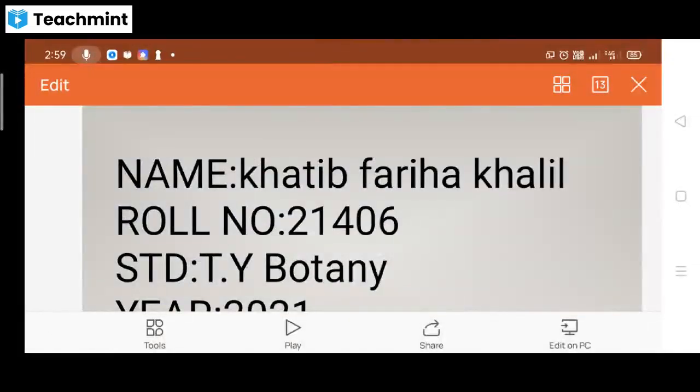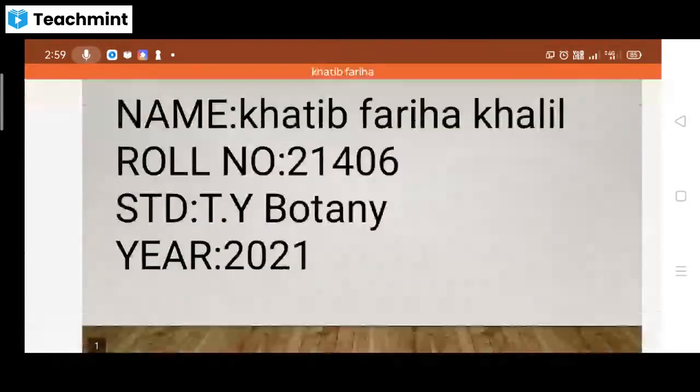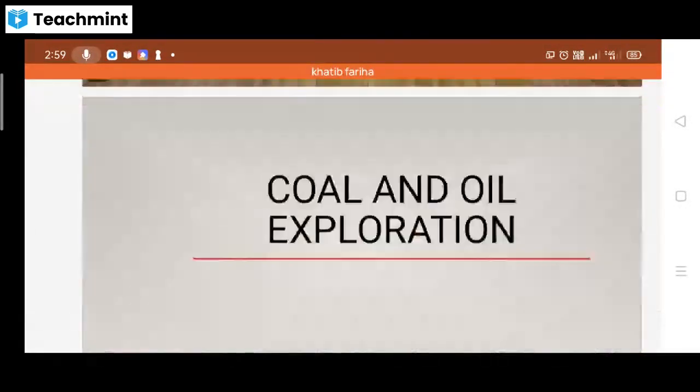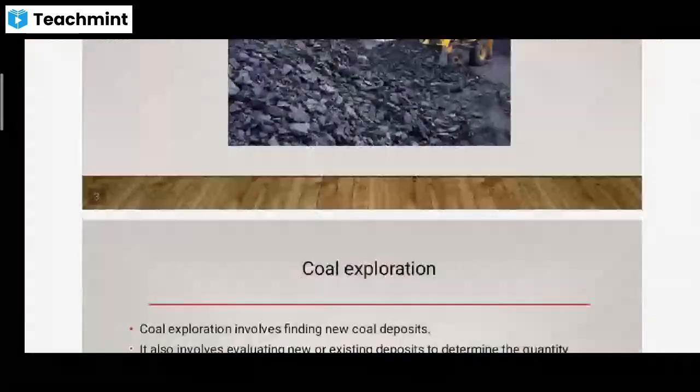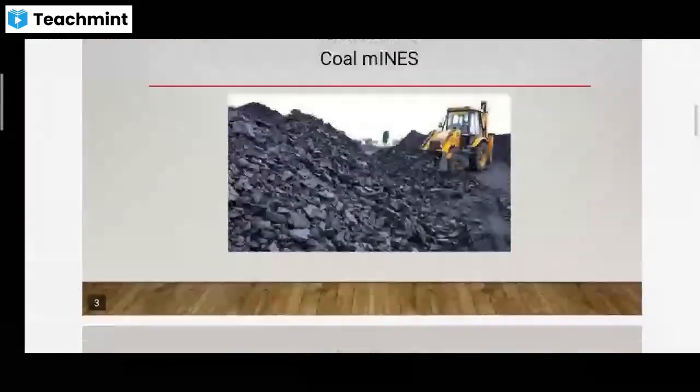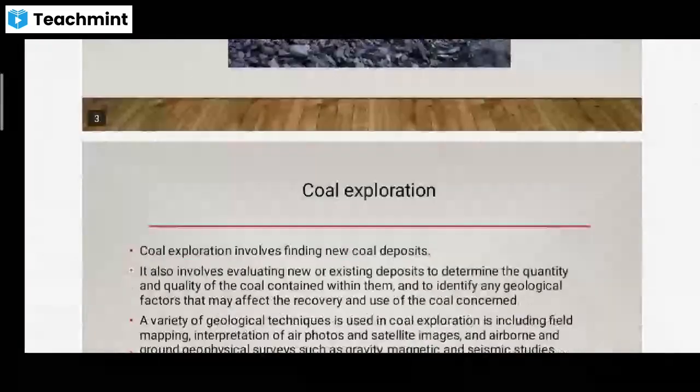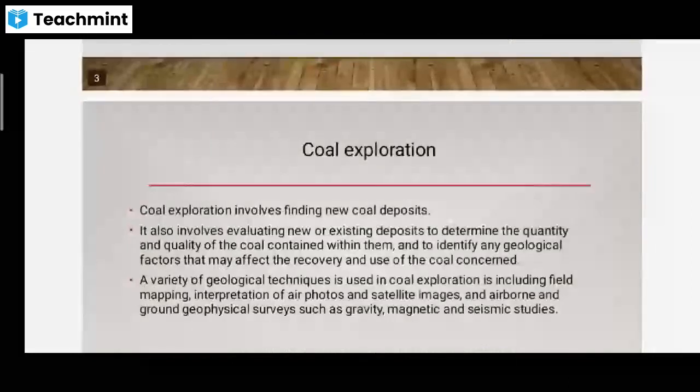Good afternoon, myself Khatib Fariha and my topic name is coal and oil exploration. Palynology in relation to oil and coal exploration. Origin of oil: dead organic matter of plants gets deposited, sedimented and decomposed in oxygen deficiency, bacterial activity results in biochemical changes and liberation of marsh gas, bacterial breakdown of albumin and cellulose, H2, oxygen and fatty acid.